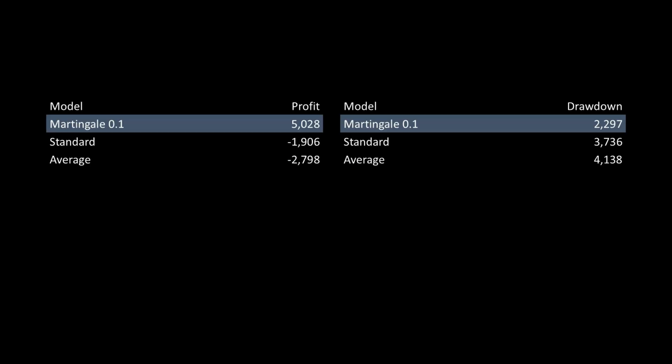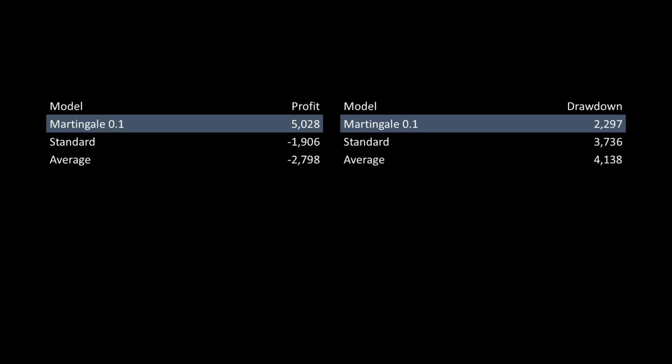And the result from that, trading with a 0.1 martingale growth factor, turned the loss into a profit of 5,028 and also resulted in a smaller drawdown. And this surprised me that the drawdown from the martingale was 2,297. And I would say that is simply because I was able to close trades more quickly.